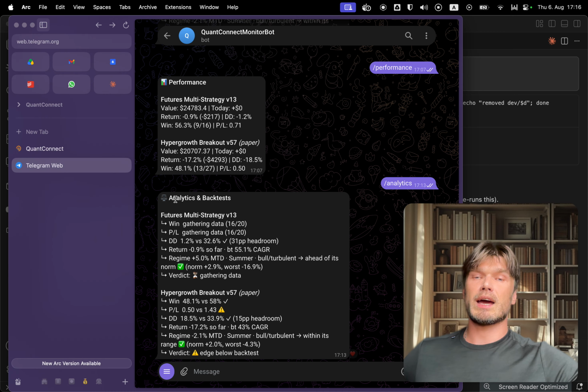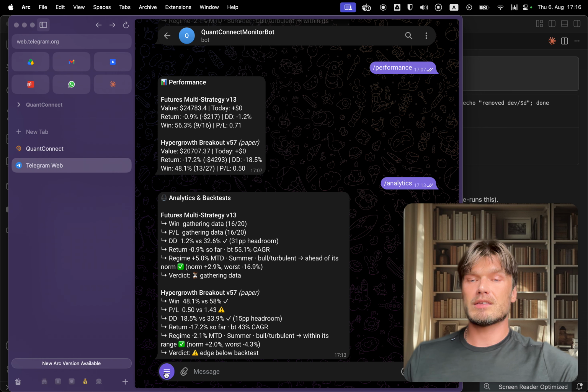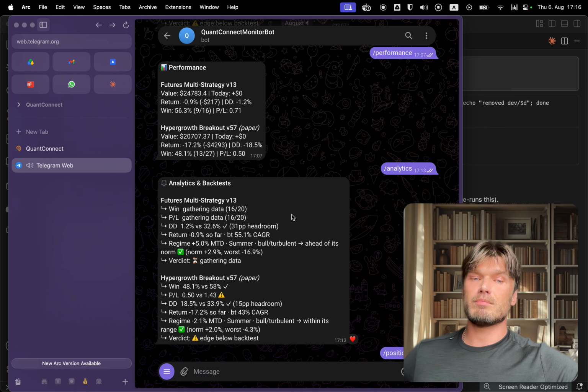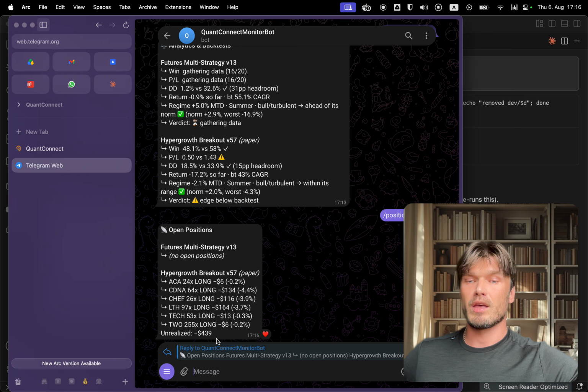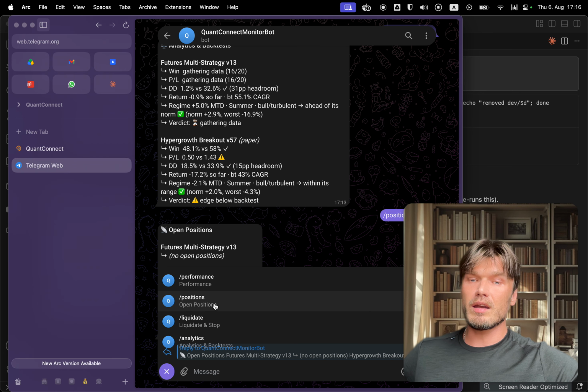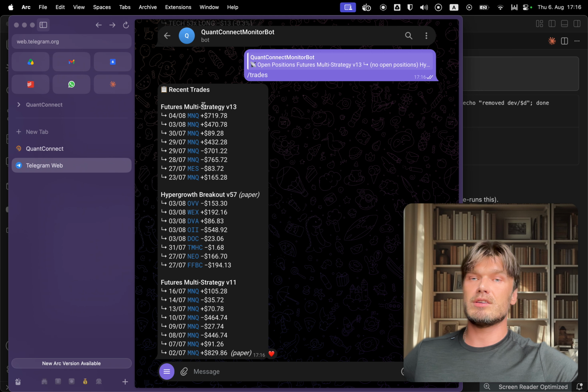So anyway, long story short, analytics and backtest allows me to see how my strategy is performing against the backtesting. Then I also can see my real life positions. I can open the position command and see the real life positions on all my strategies from QuantConnect with the P&Ls. I can see hypergrowth breakout, all the positions, and all the unrealized profits. And then I also have recent trades, which shows me all the recent trades from all the strategies.